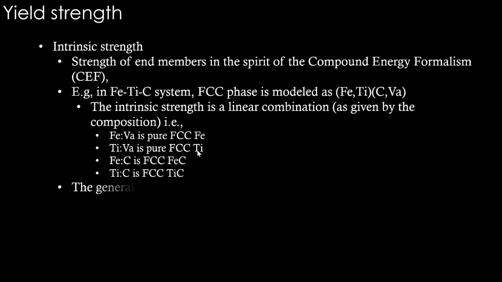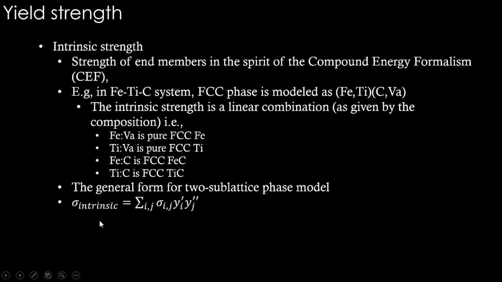The general form of it is like this for a two-sublattice phase model. Sigma intrinsic is equal to the summation over i, j of sigma ij, y prime i, y double prime j. These are the sublattice site fractions for the two elements i and j in sublattice 1 and sublattice 2. They are considered like this to get the sigma intrinsic. So basically, this is the contribution to the strength of the phase coming from its end members.